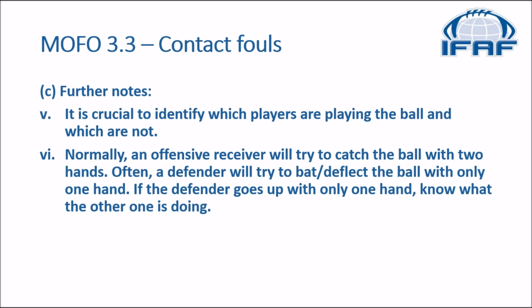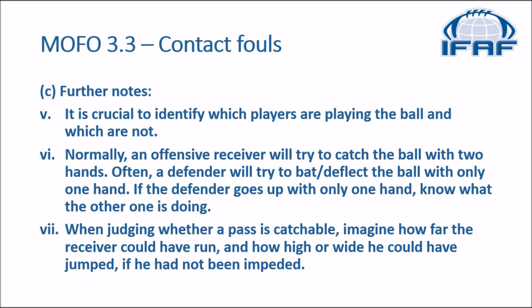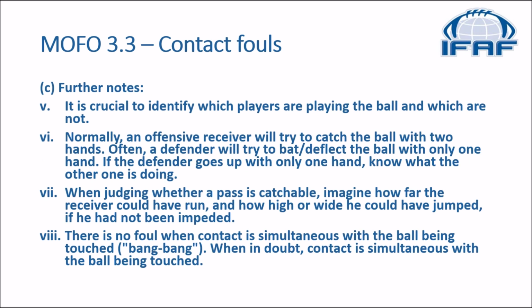Normally, an offensive receiver will try to catch the ball with two hands. Often, a defender will try to bat or deflect the ball with only one hand. If the defender goes up with only one hand, know what the other one is doing. 7. When judging whether a pass is catchable, imagine how far the receiver could have run and how high or wide he could have jumped if he had not been impeded. And finally, 8. There is no foul when contact is simultaneous with the ball being touched, the bang-bang situation. When in doubt, contact is simultaneous with the ball being touched.